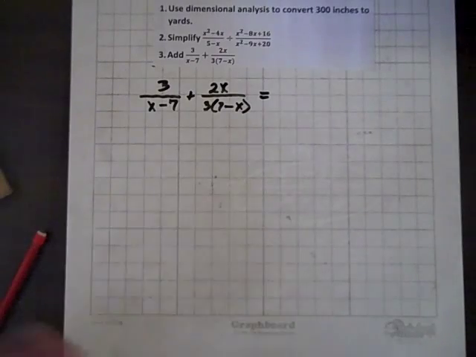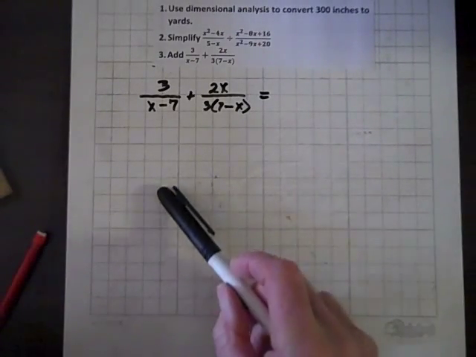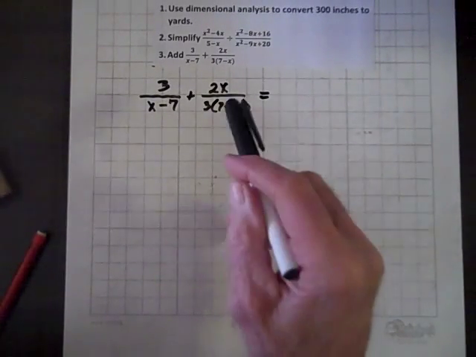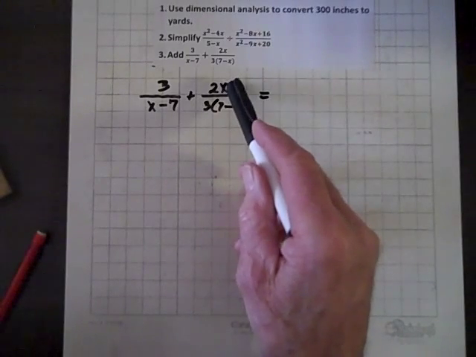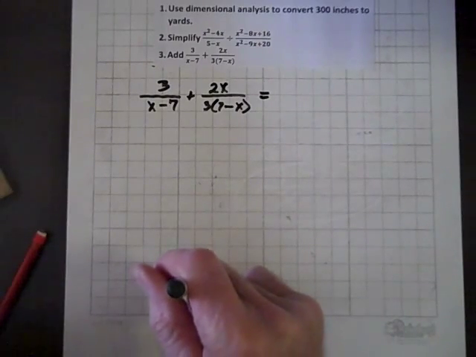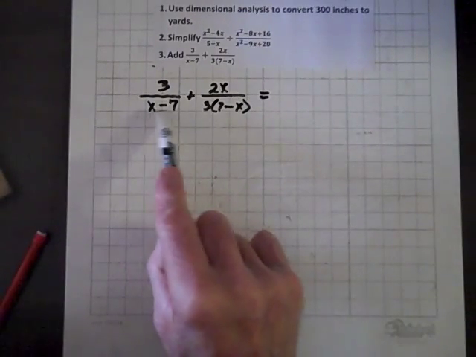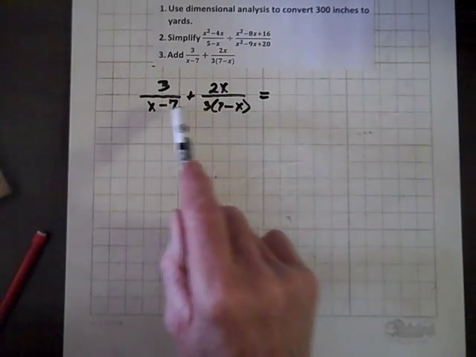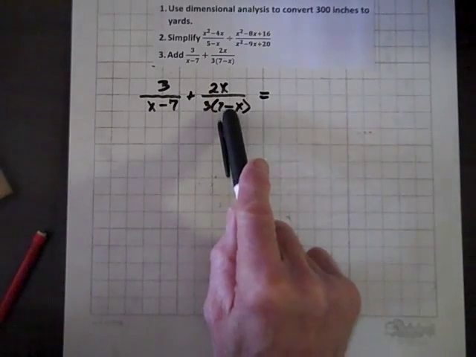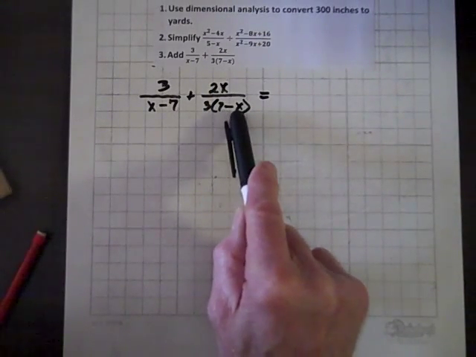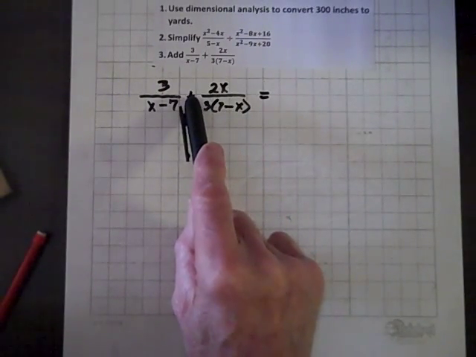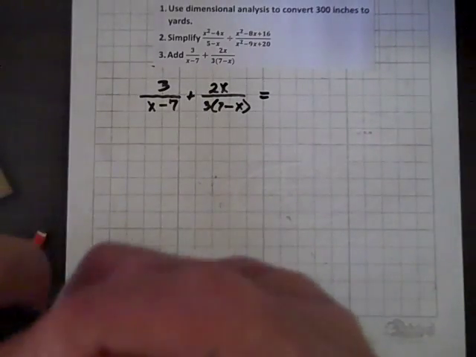Well, our third question asks us to add the quotient 3 over the quantity x minus 7 to the quotient 2x over the product 3 times 7 minus x. So to start with, we almost have identical factors here in terms of x minus 7 and 7 minus x. If we factor a negative 1 out of 7 minus x, that'll change the sign on each of these, and it will also change this sign because a positive times a negative will be negative.